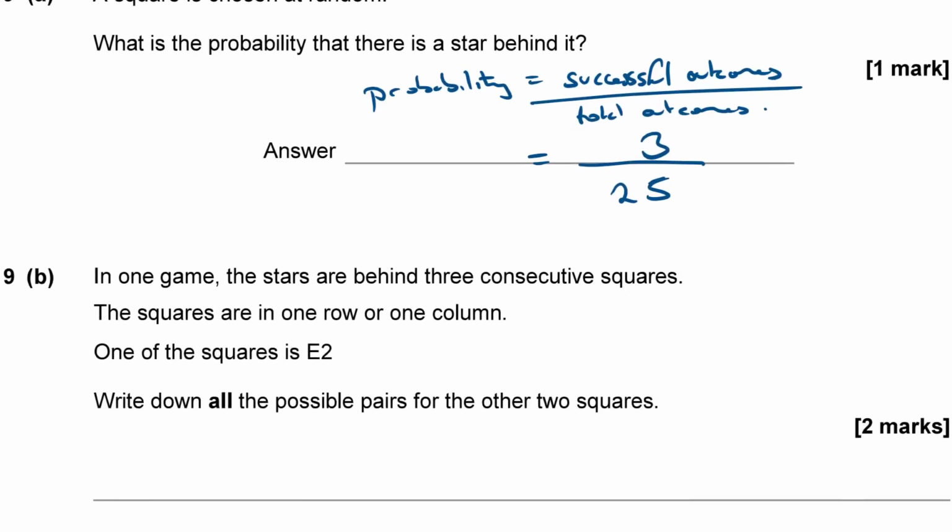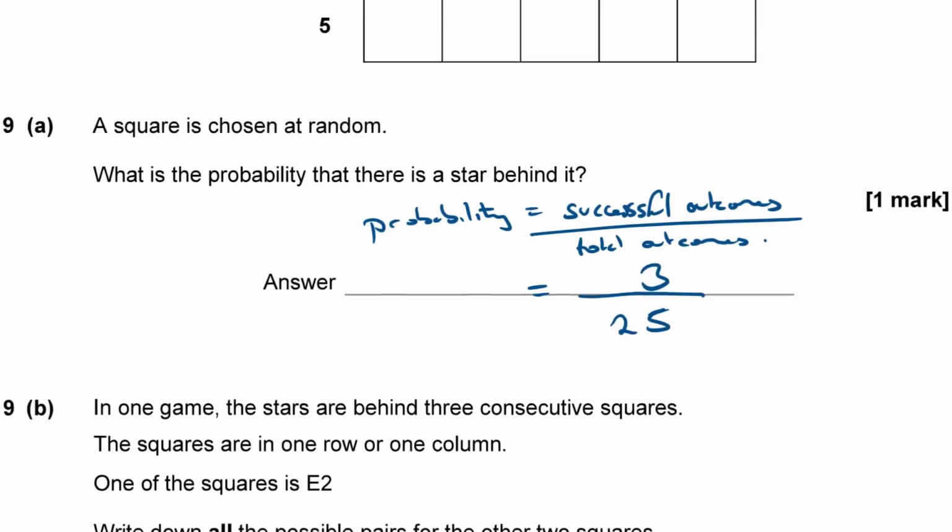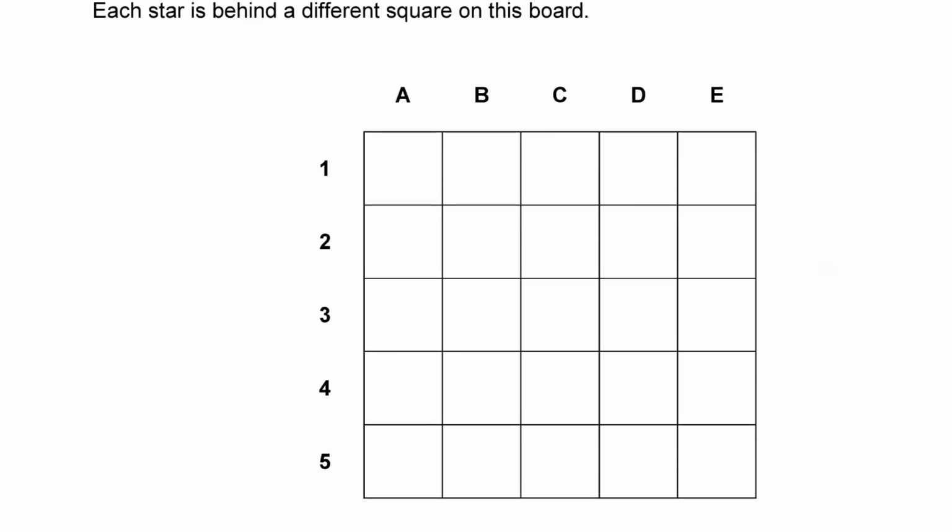Now in part B it says in one game the stars are behind 3 consecutive squares. The squares are in one row or in one column. One of the squares is in E2. Write down all the possible pairs of the other 2 squares. Okay, so we know that there's one star in E2. So there's definitely one there.